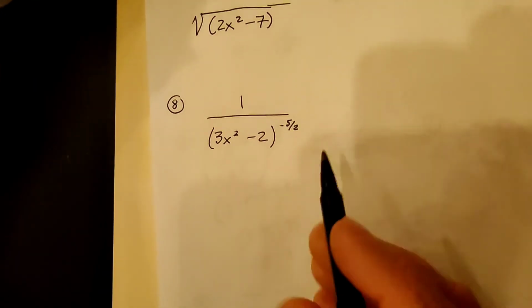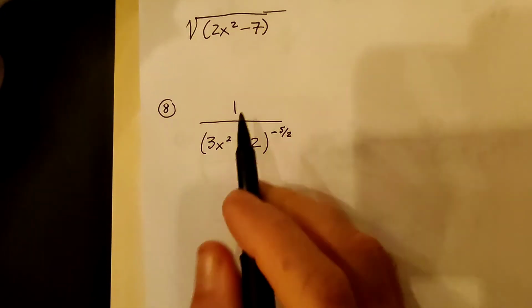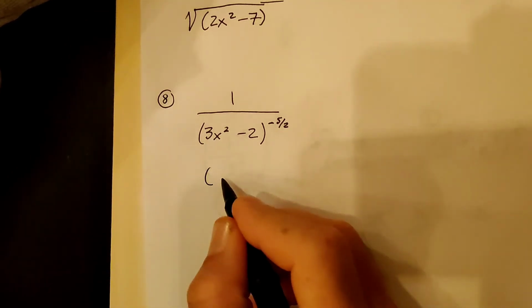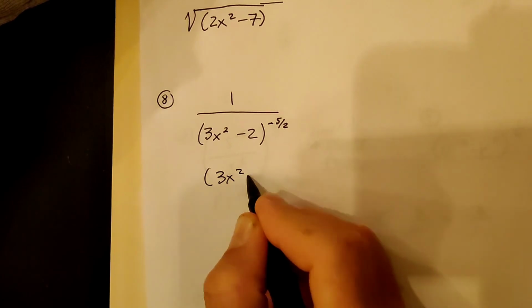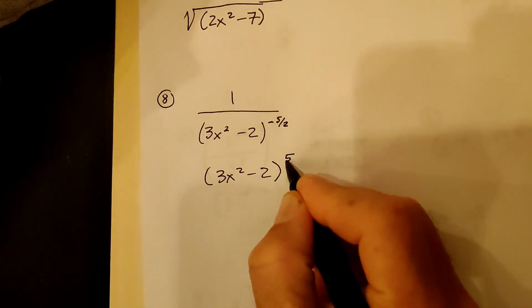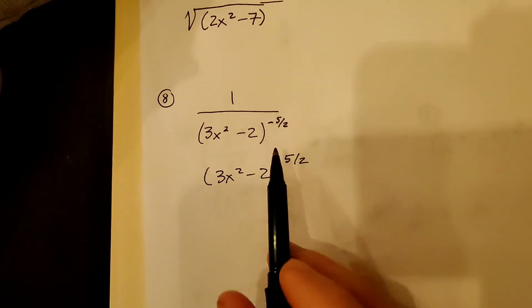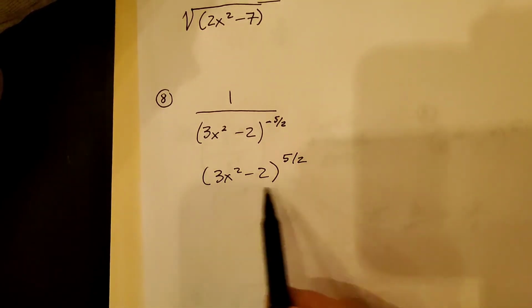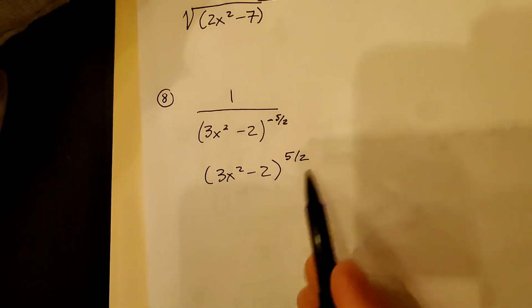Alright, final one here. So, first of all, I can make this binomial happy again by just bringing it up to the numerator. So 3x squared minus 2 to the positive 5/2. Alright, so I just got rid of that 1 divided by, because now it's in the numerator, so it's over an invisible 1. And then change the form, guys.